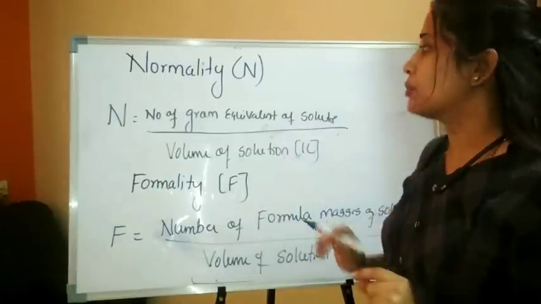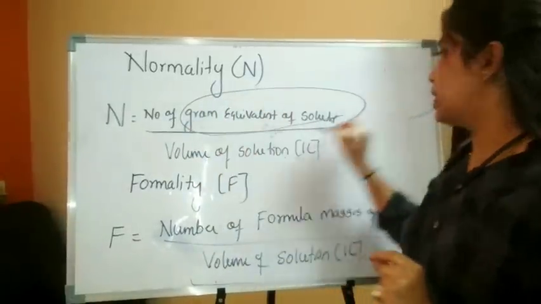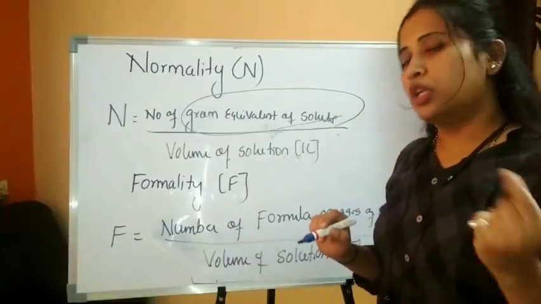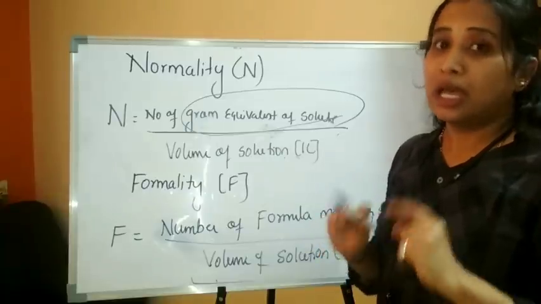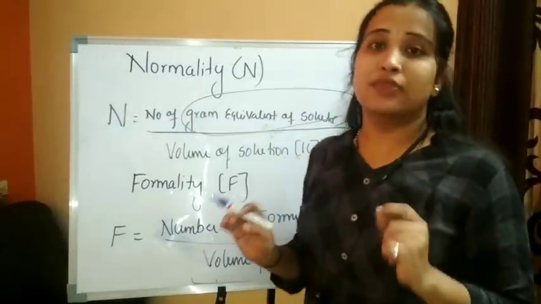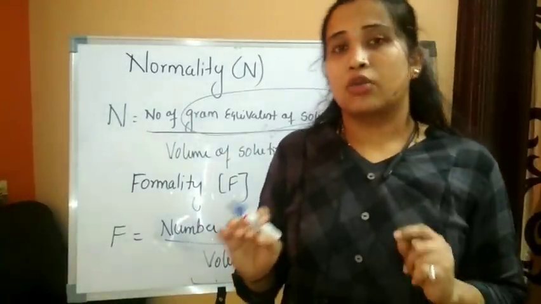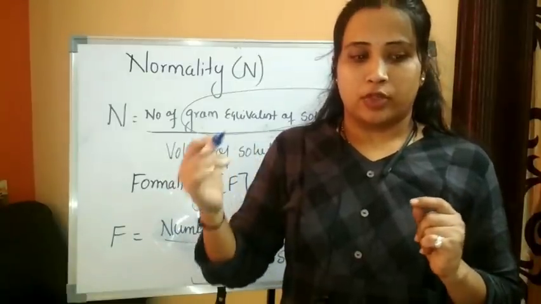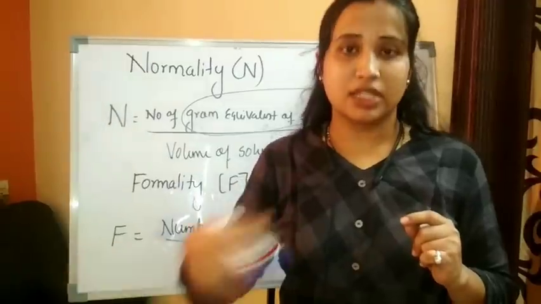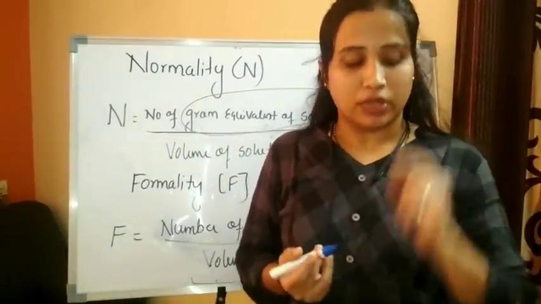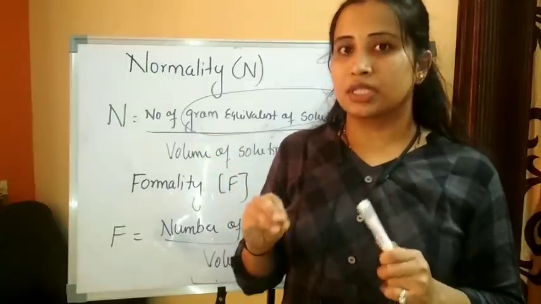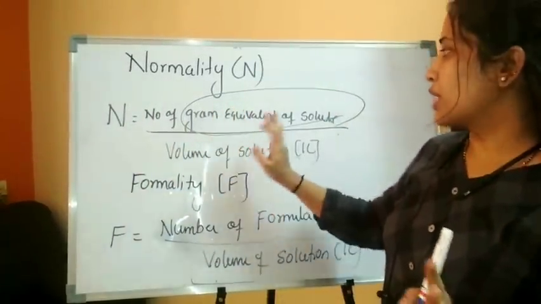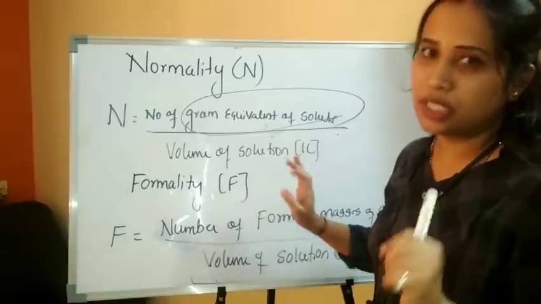Now the question comes, what do you mean by this gram equivalent weight? It is not always that molecular weight and equivalent weight are equal. They are different based on the substance that we are using. For an acid, the method of finding the equivalent weight is different. For a base, it is different. For some oxidizing agents or reducing agents, it depends. We are going to discuss all these in another video. Right now I am just giving the explanation: normality is equal to the number of gram equivalent weight of the solute divided by the volume of the solution.